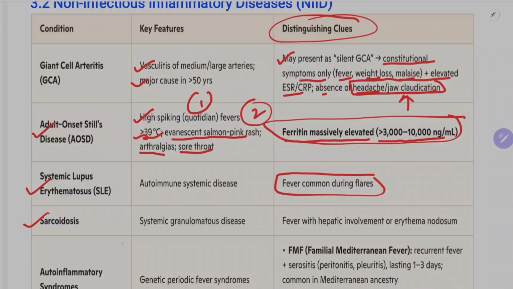Fourth is sarcoidosis, a systemic granulomatous disease. The distinguishing clue: fever with hepatic involvement or erythema nodosum. What is erythema nodosum? A painful nodular rash seen on the lower legs, on the shin. So fever with hepatic involvement or erythema nodosum, suspect sarcoidosis. Erythema nodosum can also be seen in tuberculosis, I mean granulomatous diseases, but if it is there, then you should suspect sarcoidosis.